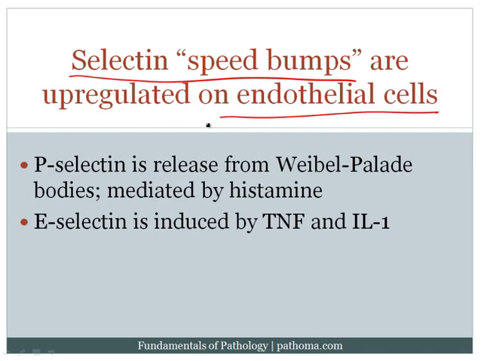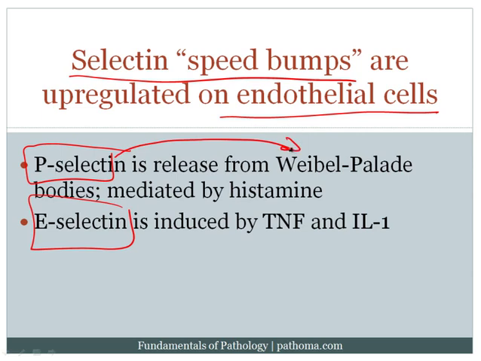Now, what's important to know for examinations, beyond the fact that it's selectins that are going to be upregulated, is that there's actually two subtypes of selectins. The first selectin is called P-selectin, and the second selectin is called E-selectin. These are the two selectins, and they'll be upregulated on the endothelial cell. It's important for examinations to know that P-selectins come from the Weibel-Palade bodies. Again, P-selectin comes from the Weibel-Palade body.